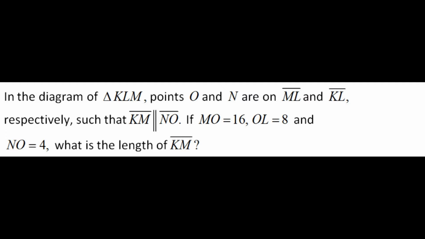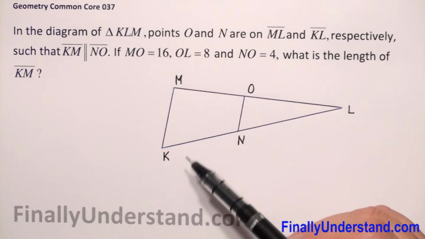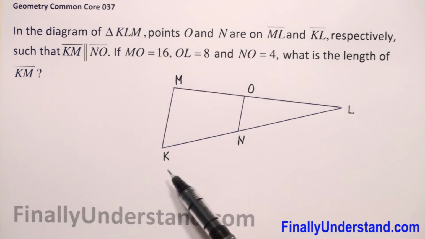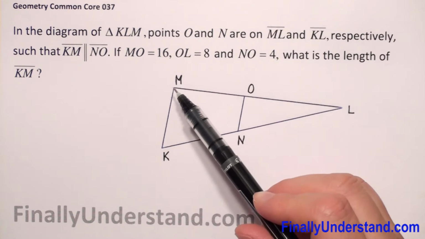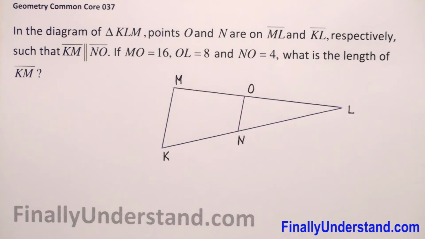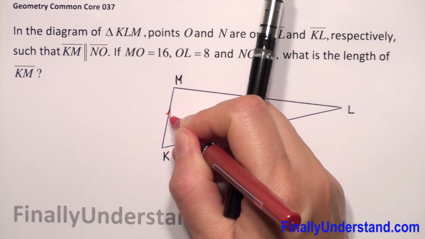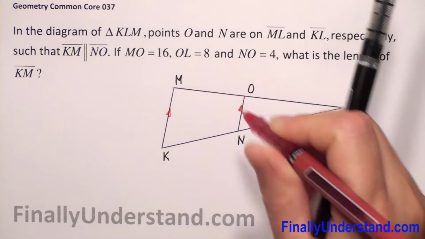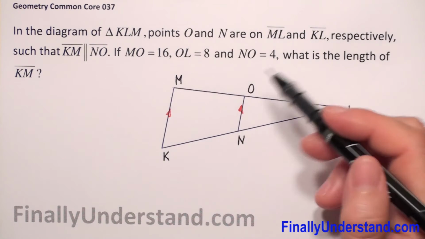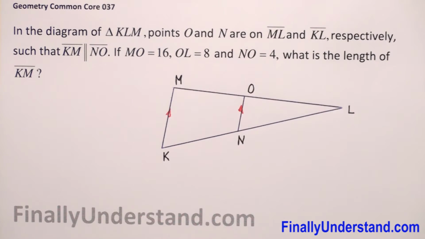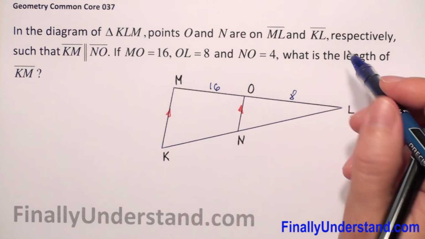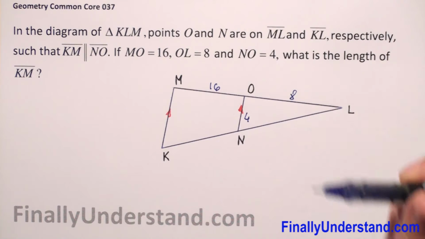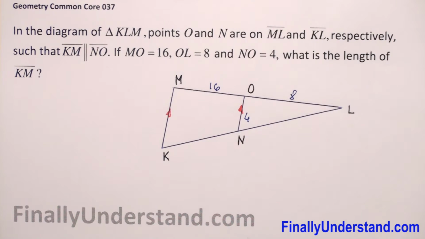In the diagram of triangle KLM, points O and N are on segment ML and segment KL respectively, such that KM is parallel to NO. These two segments are parallel. If MO is 16, OL is 8 and NO is 4, what is the length of segment KM?